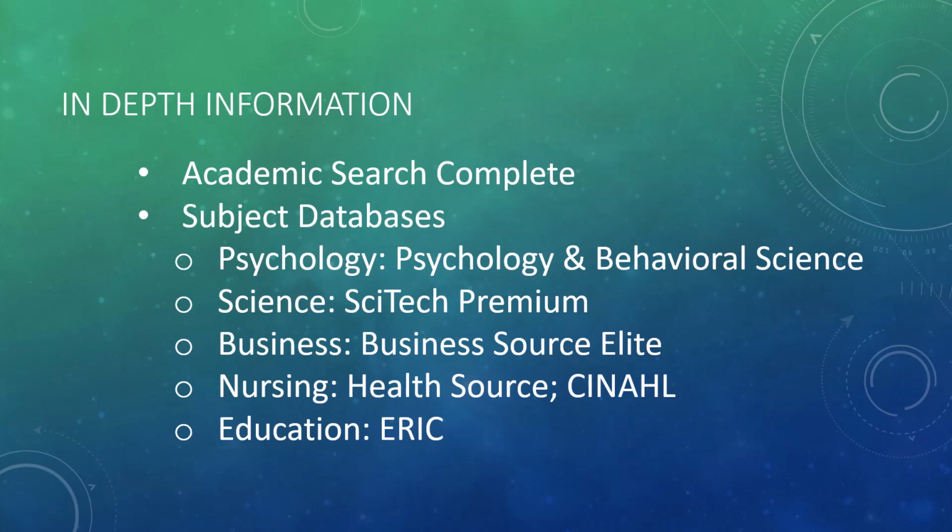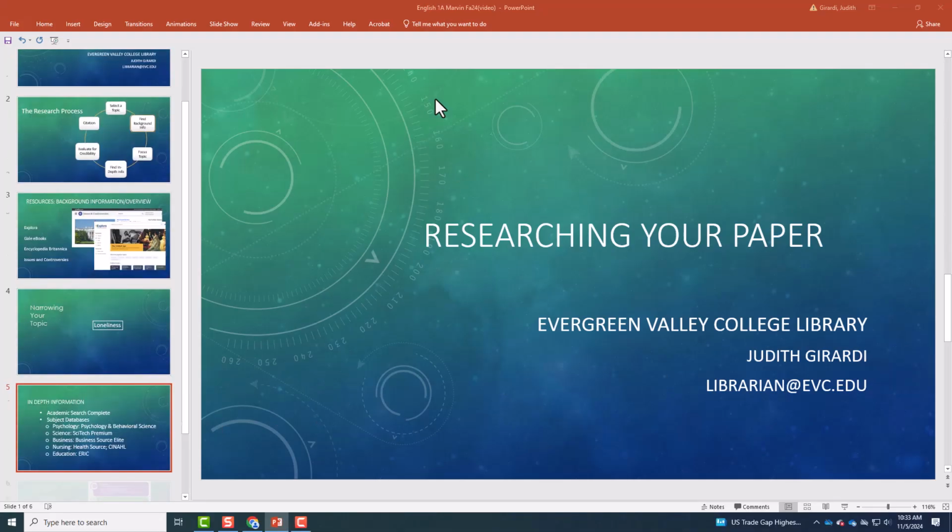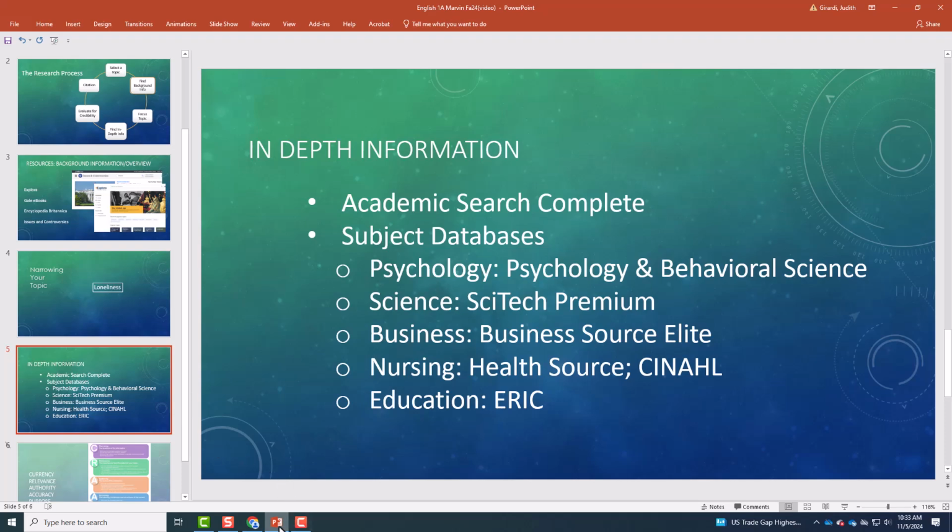If, for example, you'd like to see how loneliness affects people while they're in school, you might go to the education database, ERIC. That's going to give you articles on how loneliness affects school performance. So as you can see, there's a lot of different ways to look at a topic to find information. Let's take a look at our databases now, and then we can sort of get an eye on what these databases look like. All right.